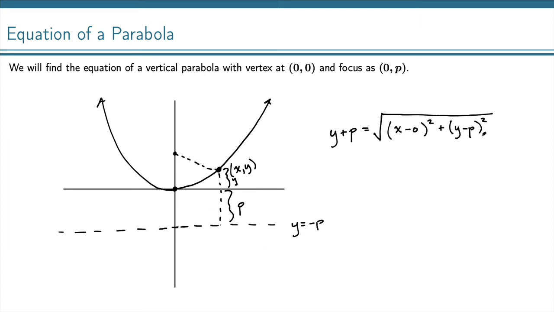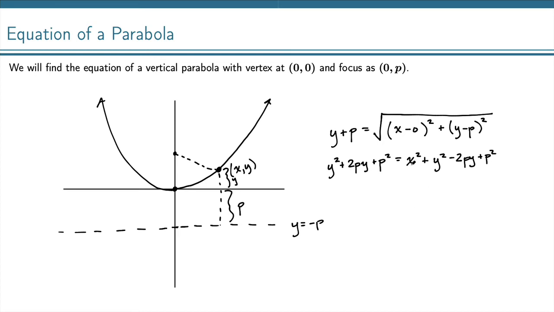And now we can simplify this, and that will give us a simplified equation for our parabola. I don't like the square root here. Let's just square both sides. So that gives us y squared plus 2py plus p squared equals the thing underneath the square root, which is x squared plus, if we square that out, y squared minus 2py plus p squared.